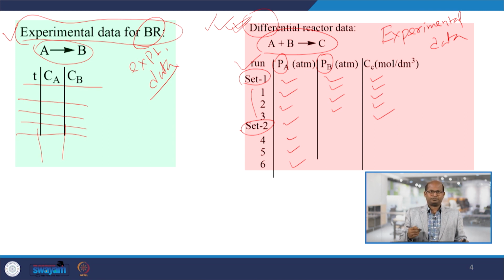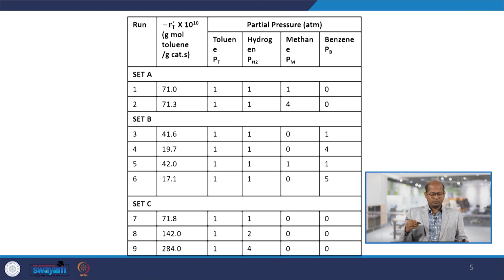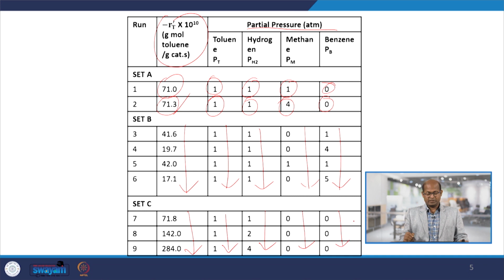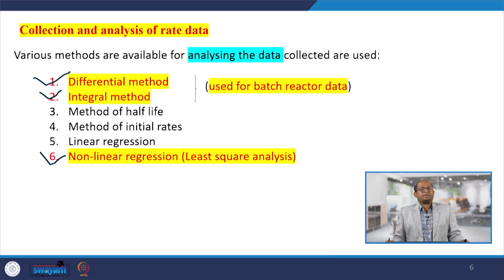Now, since the reaction is this, the stoichiometry is this. Here we have the partial pressures with respect to the rate for the differential reactor. When these sets of concentrations or partial pressures of the individual components are there, the corresponding rate is this. If we change the concentrations or partial pressures of the individual components, the corresponding rate would also vary. Okay. So, now we have the experimental data.